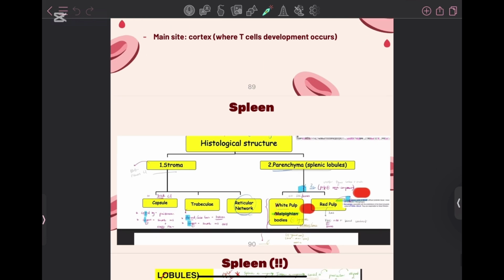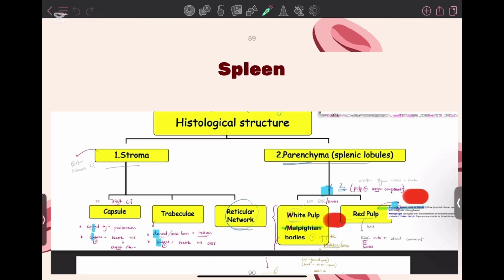Okay, for the spleen. Again, as usual, something similar between the spleen and the lymph nodes is that they both contain a reticular network. Plus, of course, as usual, the capsule and the trabecula. But over here, in the spleen, the trabecula is derived from the hilum. From the hilum. Okay, this is something to know. This is very important for the splenic lobules. It contains white pulp and red pulp.